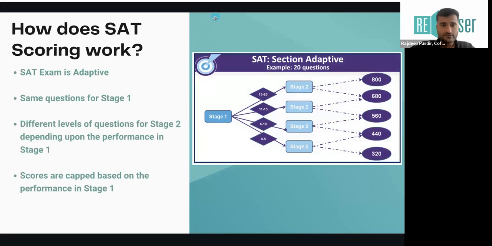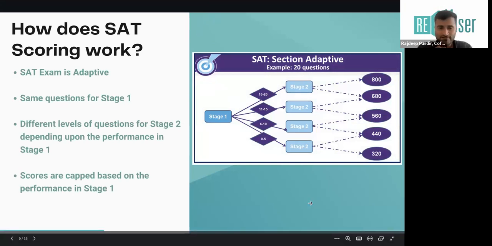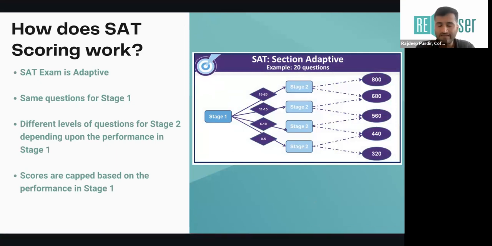Now, I think some of you might have this question, right? Since digital SAT we said is an adaptive exam, then how does the scoring work? Let me try and help you explain this with the help of an example. So let's assume there are 20 questions. There is stage 1 and stage 2. I remember I told you that there are 2 stages for each of the modules. For example, in English, you'll have stage 1 English and stage 2.